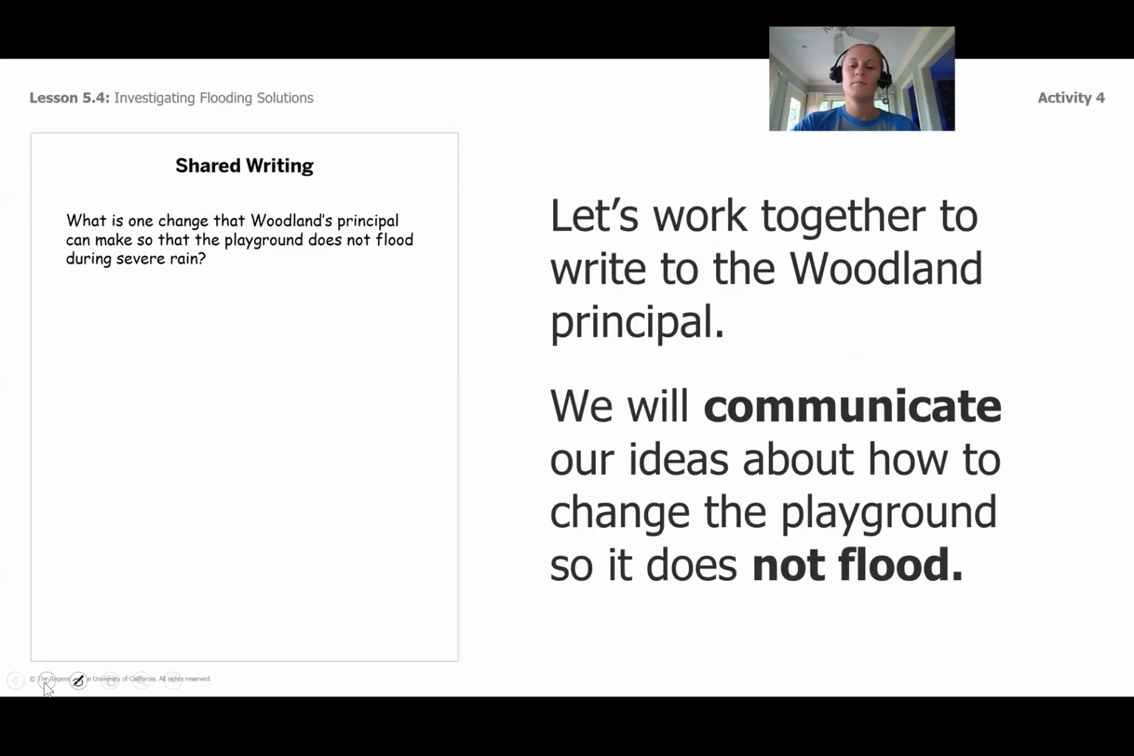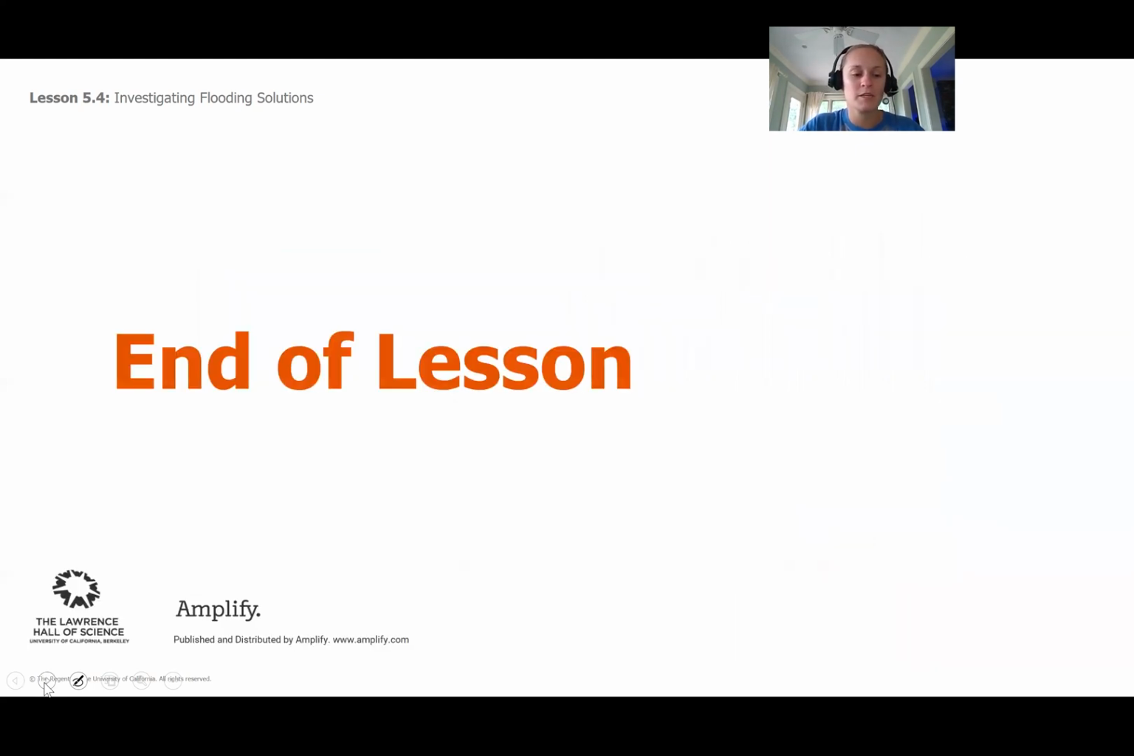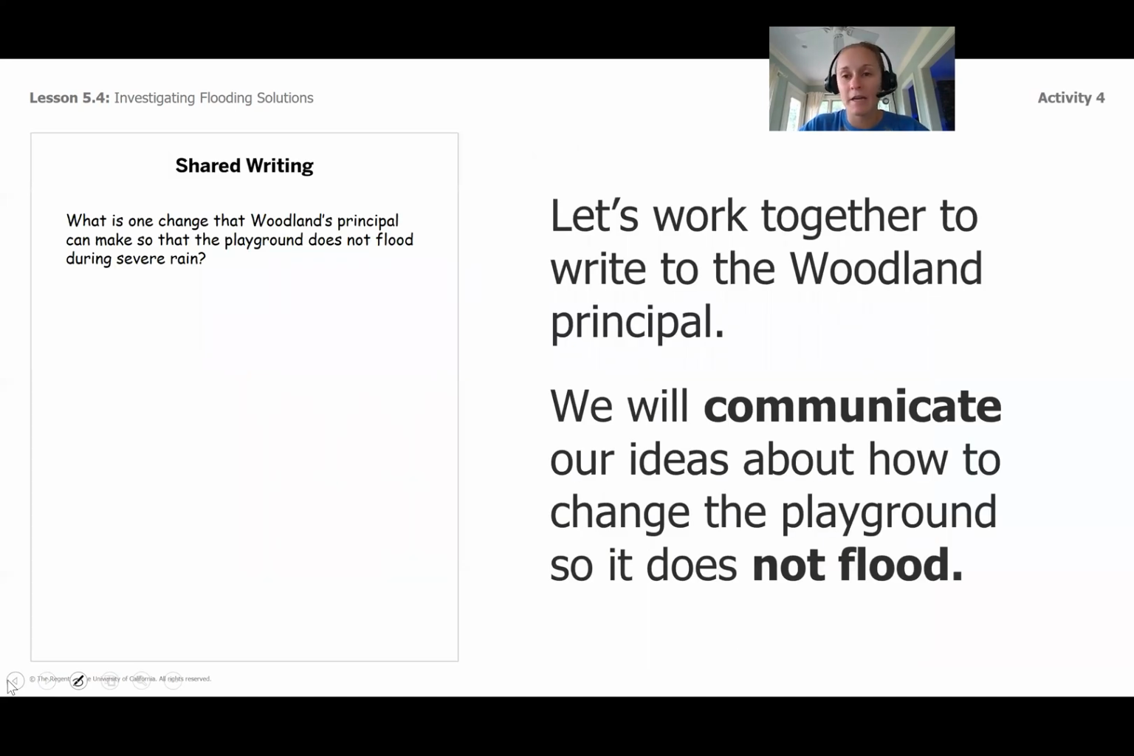So we better communicate to the principal our ideas about how to change the playground so it does not flood. Okay, so we probably should tell them that they've got 2 options, right? Our 2 options to make the playground more safe and not flood would be to either add gravel to the playground or to add drains. So that's pretty good that we came up with 2 ideas to tell the principal, and then the principal can make that change, right? Good job, guys.